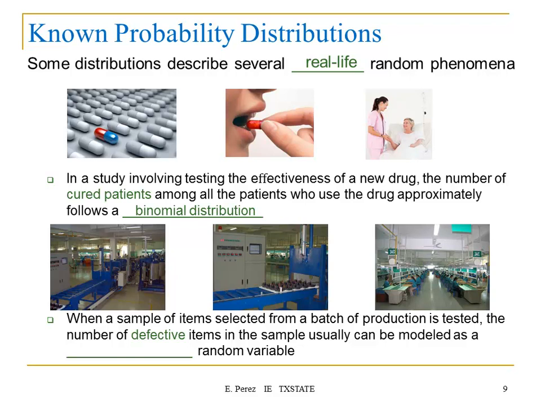Another example: when a sample of items selected from a batch of production is tested, the number of defective items in the sample usually can be modeled as a hypergeometric random variable. As you can see, these are two different examples. Those experiments can be modeled using two different distributions, because the properties of those experiments are different. We're going to explain the differences between those distributions in a minute.